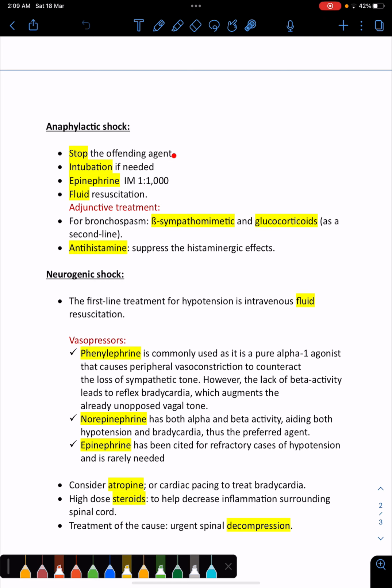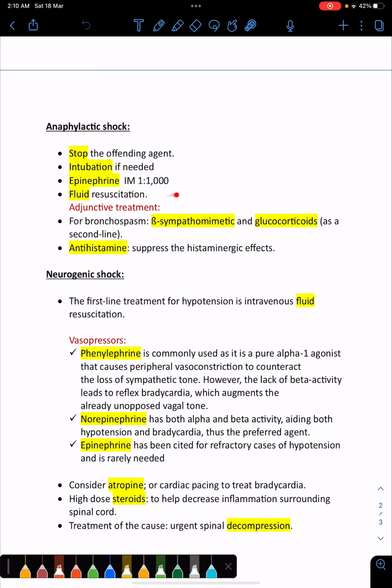First of all, stop the offending agent, whether it's penicillin, peanut, strawberry, or whatever the source of the allergy; we're gonna remove it and stop it. Intubation if needed, if there's laryngeal edema, and epinephrine is given because in this case, just the same as septic shock, there's gonna be vasodilation of the vessels and low blood pressure. So that's why we give vasopressor and fluid resuscitation.